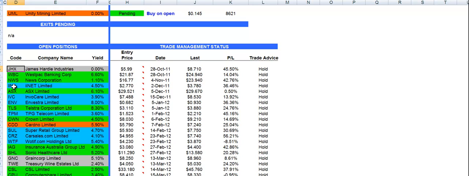Westpac, News Corp, IIN. IIN is a blue stock. I personally have it in my own portfolio. It was bought at a dividend adjusted $2.77 back on the 2nd of December 2011, currently showing a profit of 36.5%. And you can see here that the different color coding is pretty obvious, and you should be able to tell which stocks are suitable for yourself.